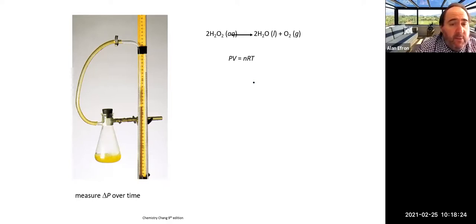So in a process where we are producing a gas, like in this one where we take some hydrogen peroxide and it decomposes into water and some O2 gas, we could actually use the ideal gas law to help us figure out what is happening in terms of the concentrations, especially of something like O2. The ideal gas law, as hopefully you remember, is PV equals nRT.